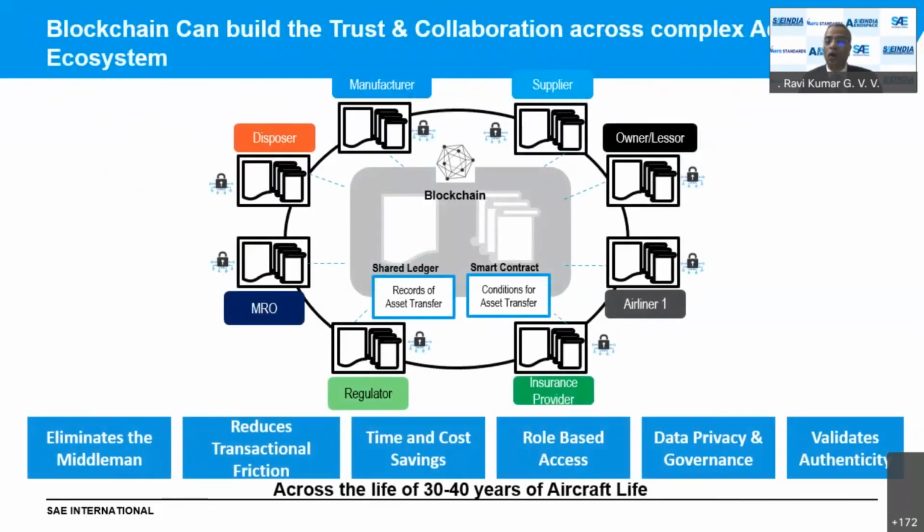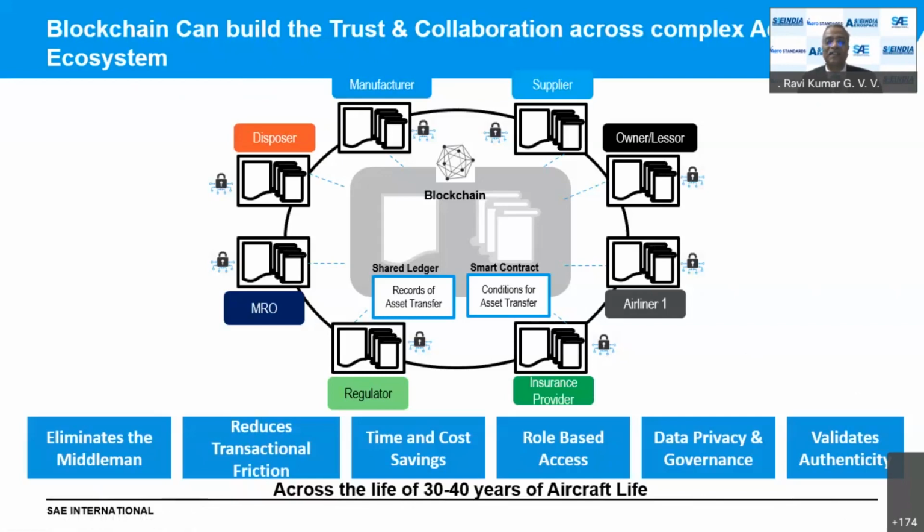One of the important technology levers that will help in this entire ecosystem is blockchain. Blockchain is one of the beautiful technologies out there that can help in building trust and collaboration across the aerospace ecosystem. In a typical blockchain network like this, everybody interacts with the network, whether it is a manufacturer, supplier, owner, lessor, airliner, or insurance provider. They can all come onto this network and interact and transact.